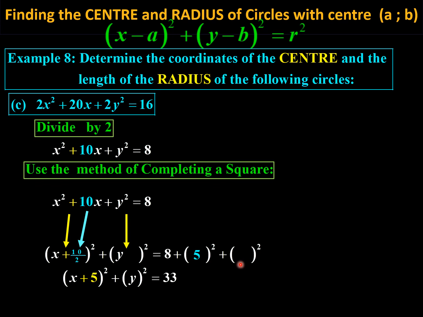I don't do anything with the y squared. Simplifying it, 10 over 2 is 5. That's y squared. Now I'm ready to get the coordinates of the center. Positive 5 is a negative 5, and the y coordinate there is 0. And then the radius there is square root of 33.